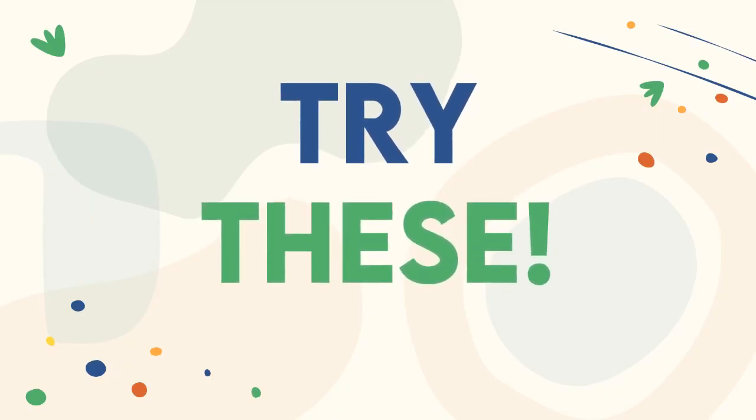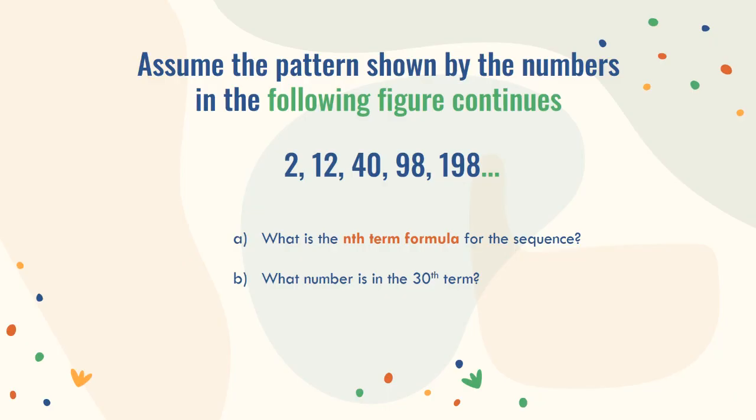That's all for today. Thank you. Try these at home. We have prepared an activity for you to answer. Assume the pattern shown by the numbers in the following figure continues. We have 2, 12, 40, 98, and 198, and so on and so forth. A. What is the nth term formula of the sequence? And B. What number is in the 30th term?